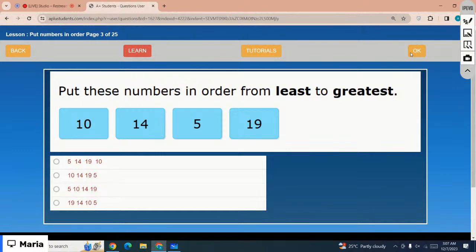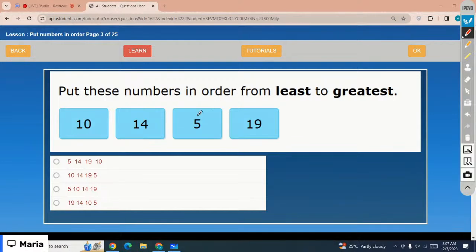Yes, the least one is 5, right? Then after 5, which is the next one? The least one here is 5. Now you have 10, 14, and 19. Again, look for the least one. So which is the smallest one? The smallest one is 10. Then you have 14 and 19. After 10 you have 14 and then you have 19.